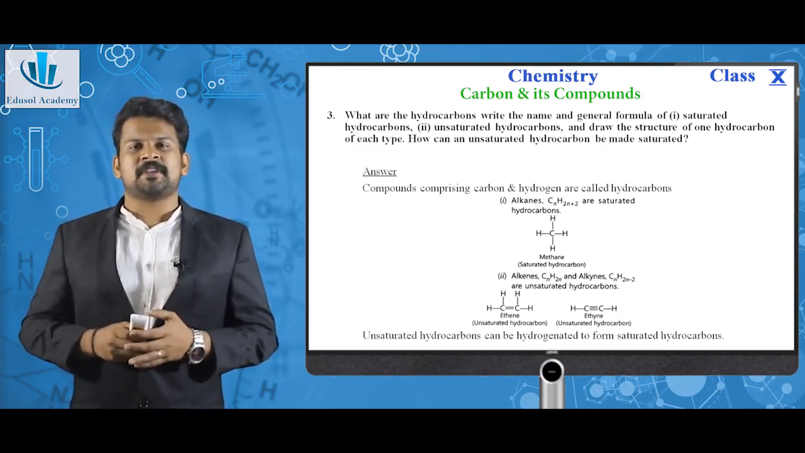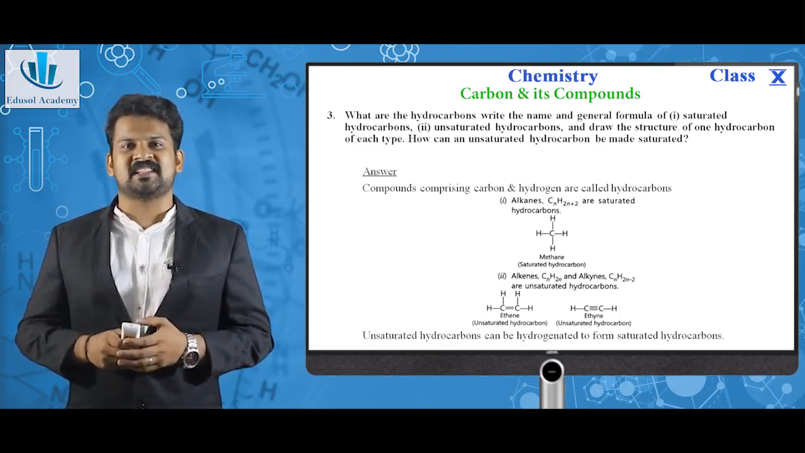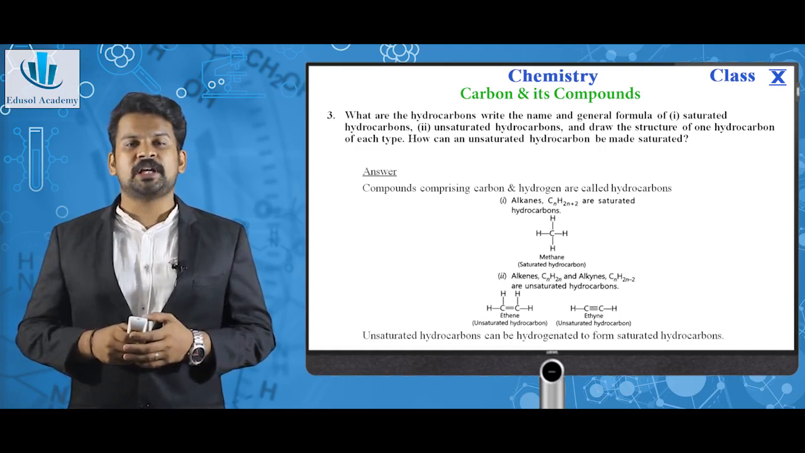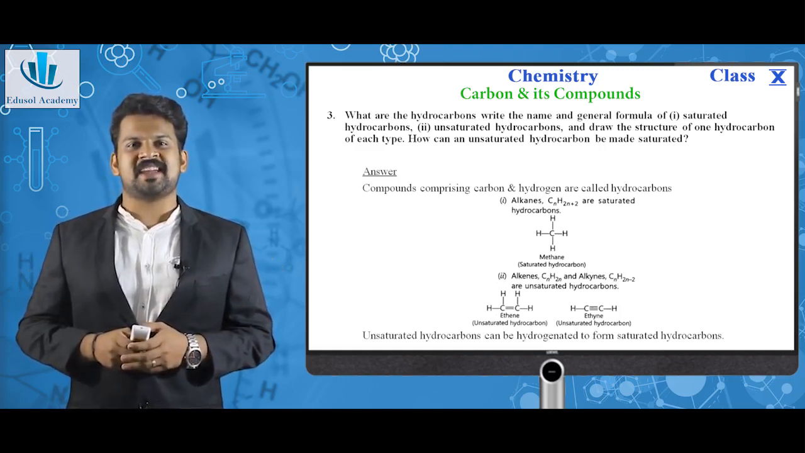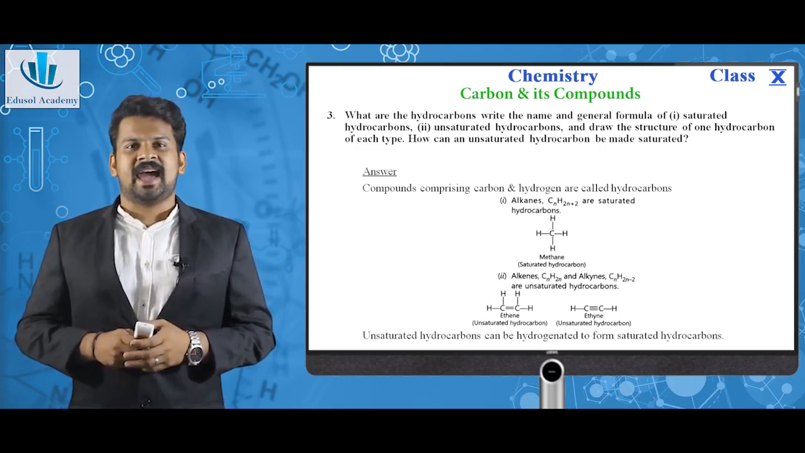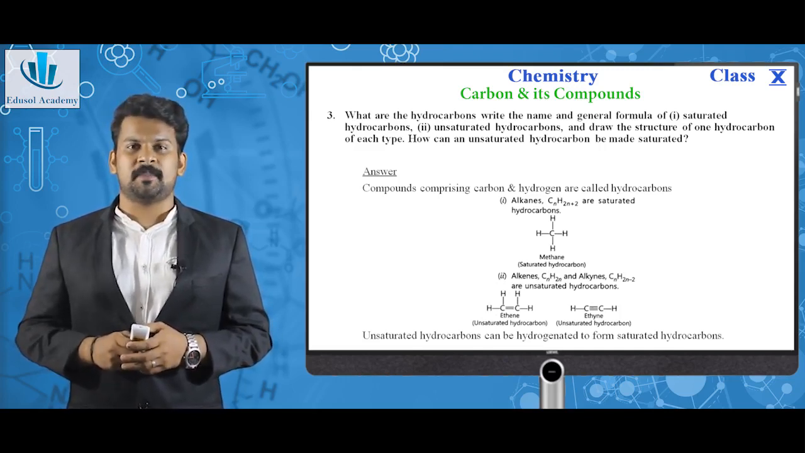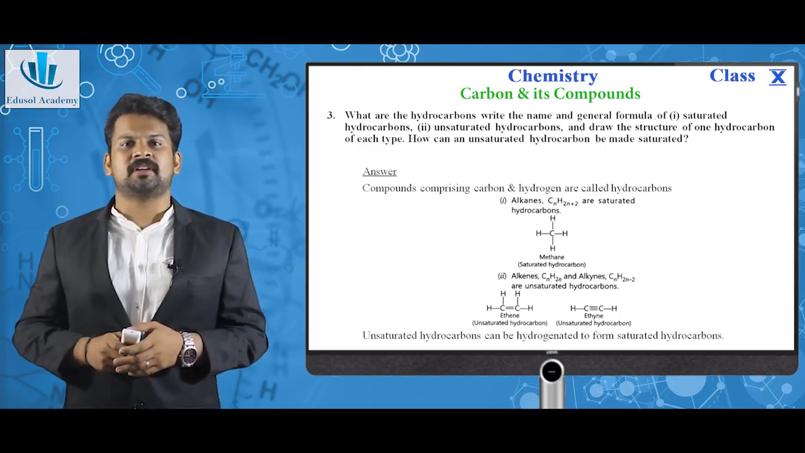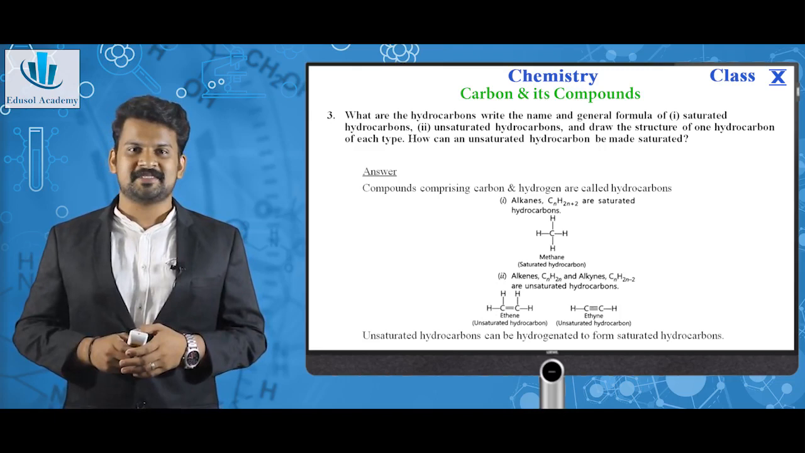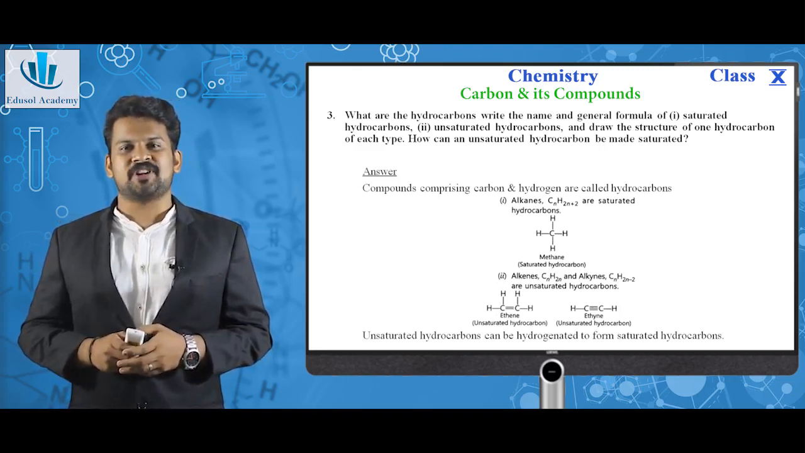The general formula of a saturated hydrocarbon is CnH2n+2, where n is the number of carbon atoms. They are commonly called alkanes, as you can see here. Methane, CH4, is the simplest alkane. Alkenes have general formula CnH2n. Alkynes have general formula CnH2n-2. These are the unsaturated hydrocarbons. As you can see here, ethene and ethyne are the double bonded and triple bonded compounds. Unsaturated hydrocarbons can be hydrogenated to form saturated hydrocarbons.